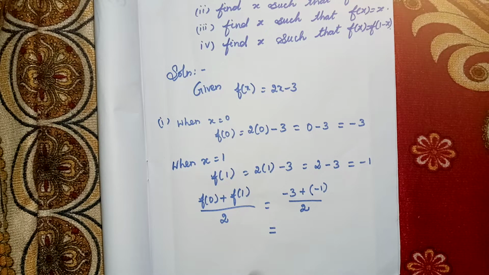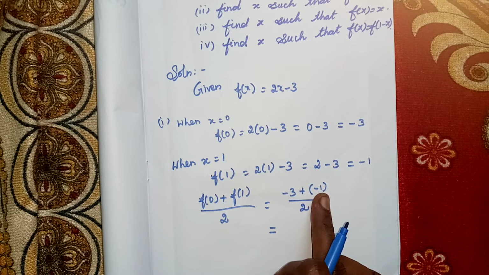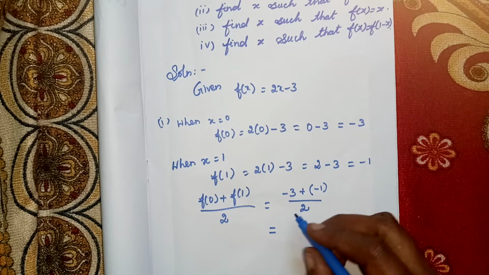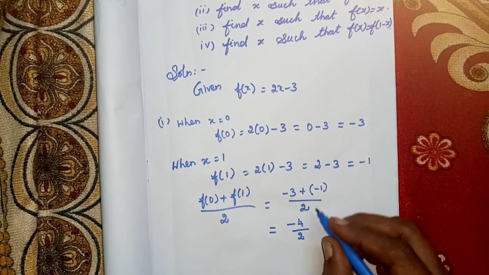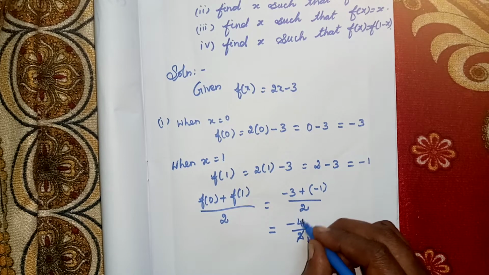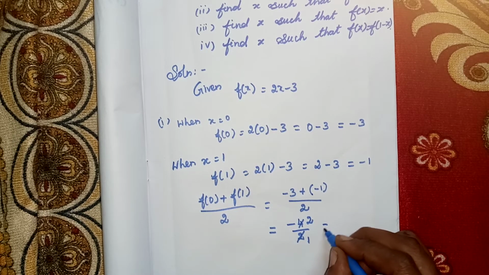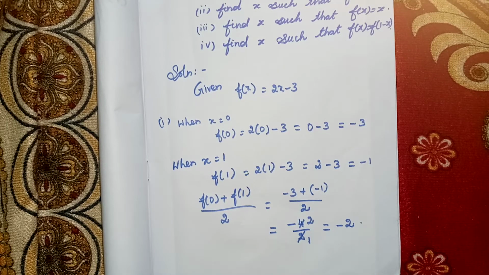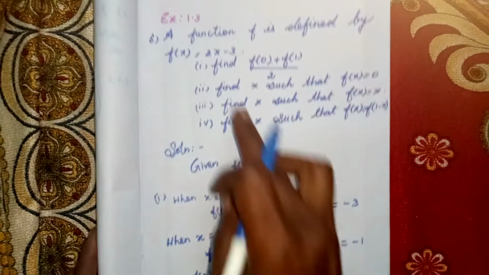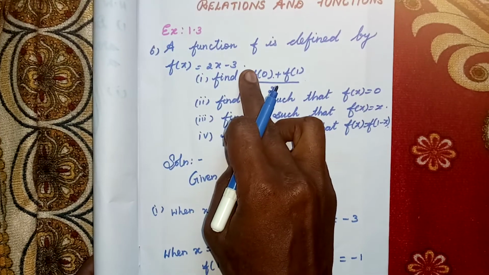Add and keep the minus symbol, is it? 3 plus 1 is 4. Minus symbol we have to write. So −4/2. When we are cancelling, 1 2 is 2, 2 2s are 4, equal to −2. So f(0) + f(1)/2 is equal to −2. Okay. Clear, students?